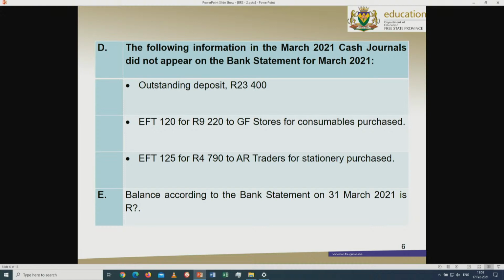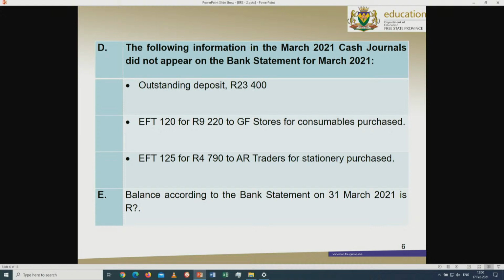The outstanding deposit, remember we said any entries appearing on the journals and not on the bank statement, they'll go to the bank reconciliation statement. Any items appearing on the bank statement and not on the journals, they'll go back to the journals. Outstanding deposit of 23,400, EFT number 120 for 9,220 to GF stores for consumables purchased, EFT 125 for 4,790 to AR traders for stationery purchased. So they appear in our journals but not on the bank statement.